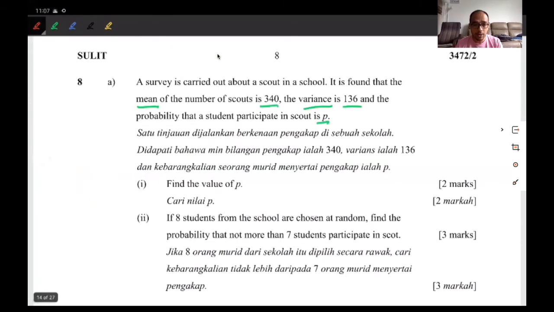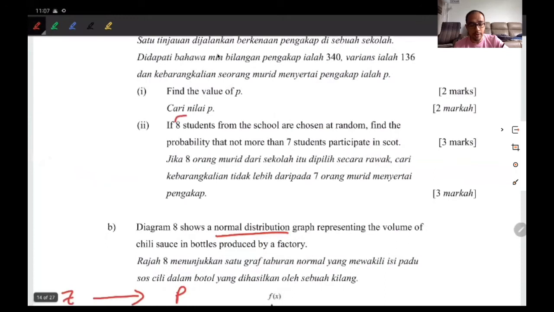If 8 students are chosen from the school at random, now you're getting N already. N is equal to 8. Find the probability that not more than 7 students participate in Scout. Not more than 7 students means the maximum is 7, out of 8 students. So you want to have 7, 6, 5, 4, 3, 2, 1, 0, which is quite crazy to count.